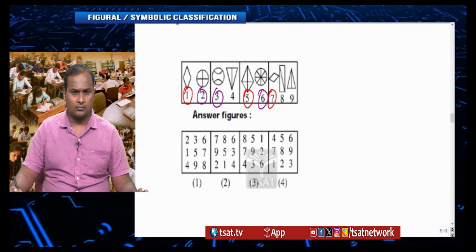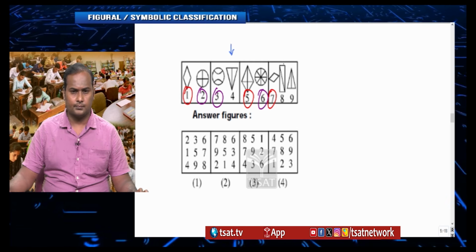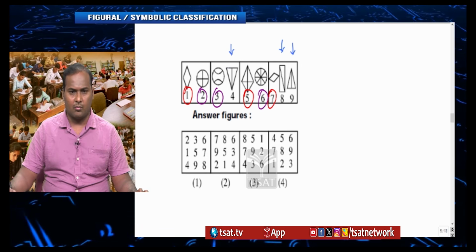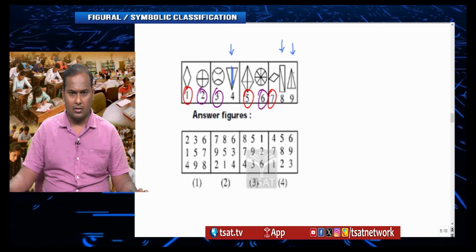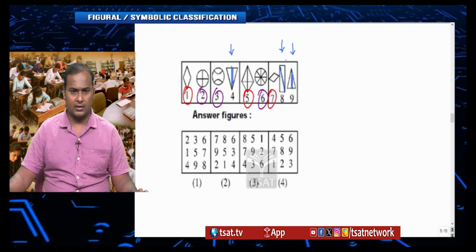The next one, the remaining one, is now 4, 9 and 8. So what is the common character here? The common one is that a line is passing through the center in all these figures.